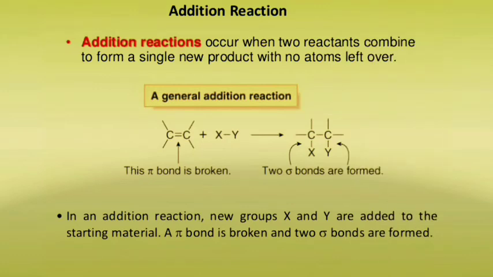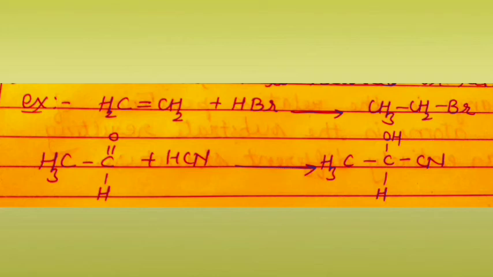Second reaction is addition reactions. In this case, the reagent molecule undergoes addition across a double or a triple bond of an unsaturated molecule. No molecule other than product is formed. So, as a result of addition reaction, the unsaturation is reduced or removed. Consider the example of addition reaction.